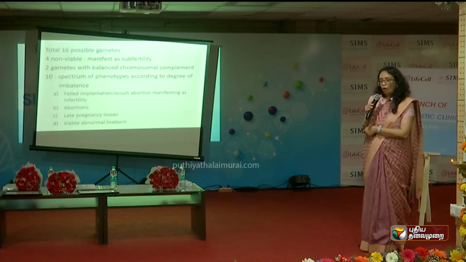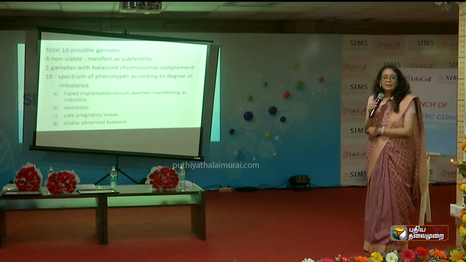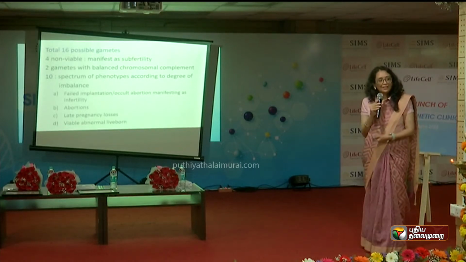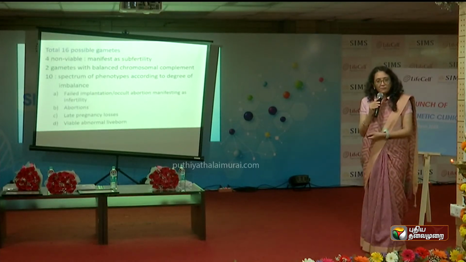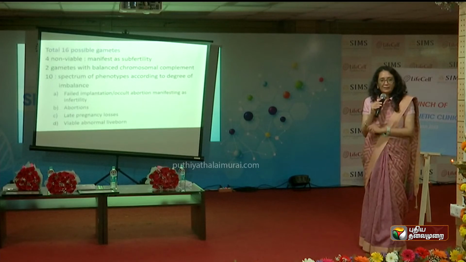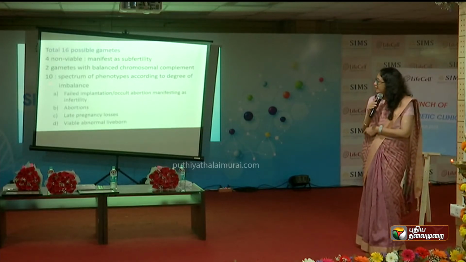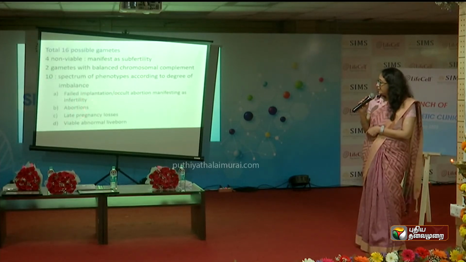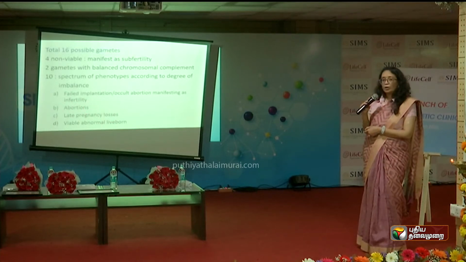Two types are normal also, so there are possibilities. Actually, nature favors the normal, so usually 60% is the chance that the gametes will be normal only. And then there are 10% others which can have various kinds of problems, which can present with either infertility, abortions, late pregnancy loss, or even an abnormal baby.